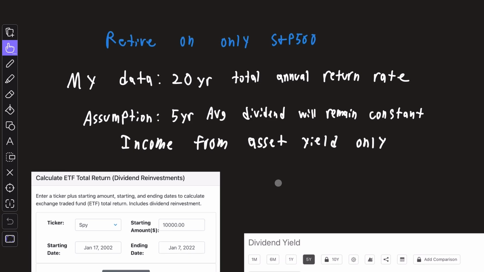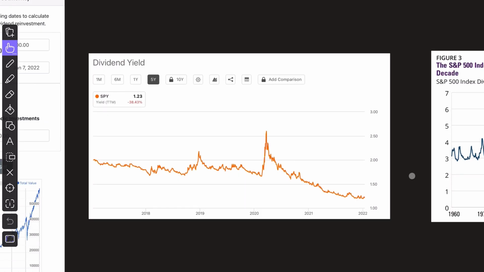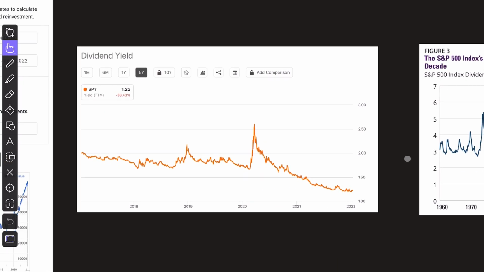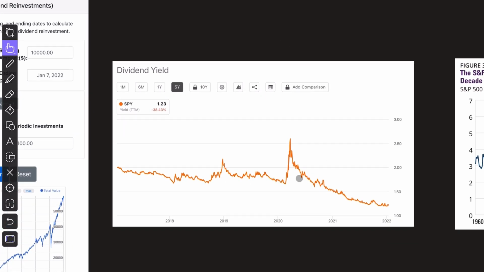Now, the next assumption I have here is just to do with the dividend yield. So I'm going to be using the 5-year average, and it's going to remain constant. This is the 5-year historical dividend yield of the S&P 500, and there is that inverse relationship with the price. So as the price goes higher, the yield comes down. But the average over the past 5 years is about 1.8%. And just for reference, if we zoom out to a longer time frame, this is the yield of the S&P 500 going back to the 1960s. And the general trend here is that it is moving lower over time. But again, for these simulations, I'm going to assume the yield is consistent at 1.8%.